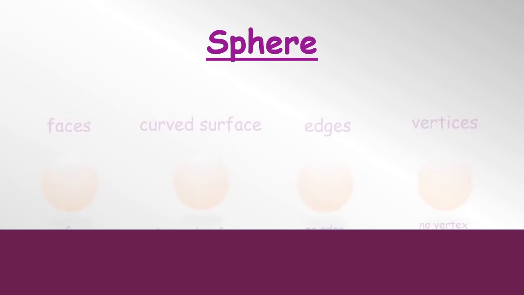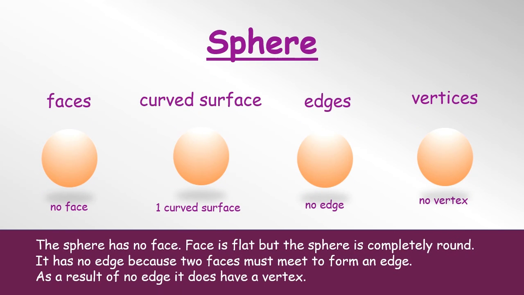What about sphere? The sphere has no face. Face is flat, but the sphere is completely round. So we can say the sphere has 1 curved surface. However, it has no edge and no vertex. This is so because no faces are meeting and no edges are meeting too.